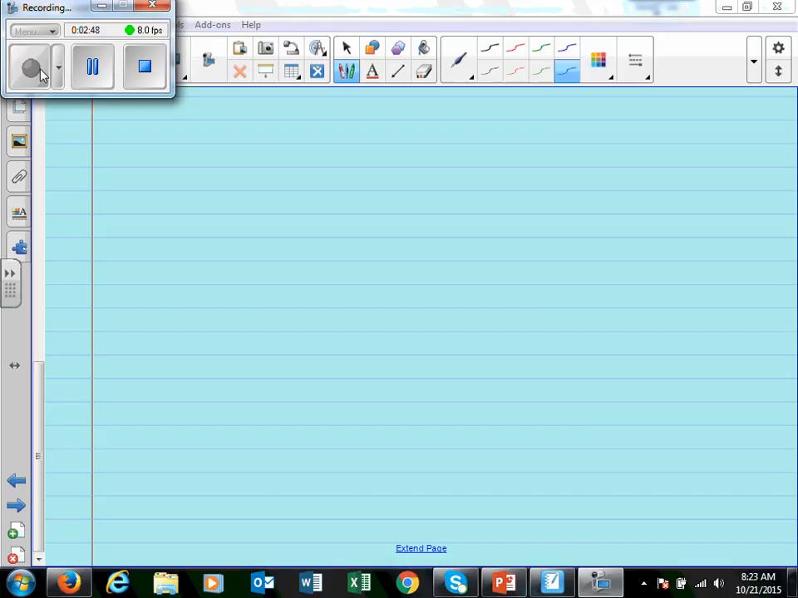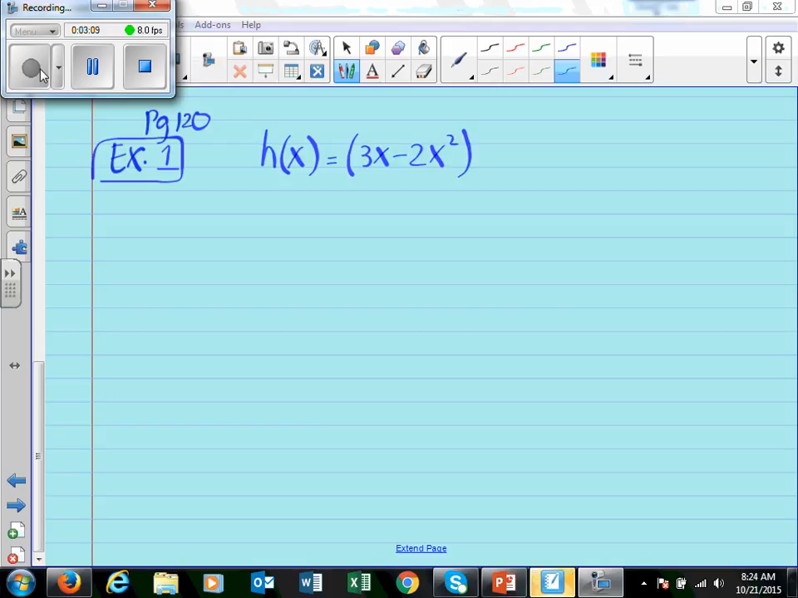So example one. This is page 128. You're given, find the derivative of h of x equals 3x minus 2x squared times 5 plus 4x. So this is a function. This is the first example in section 2.3 in your text.